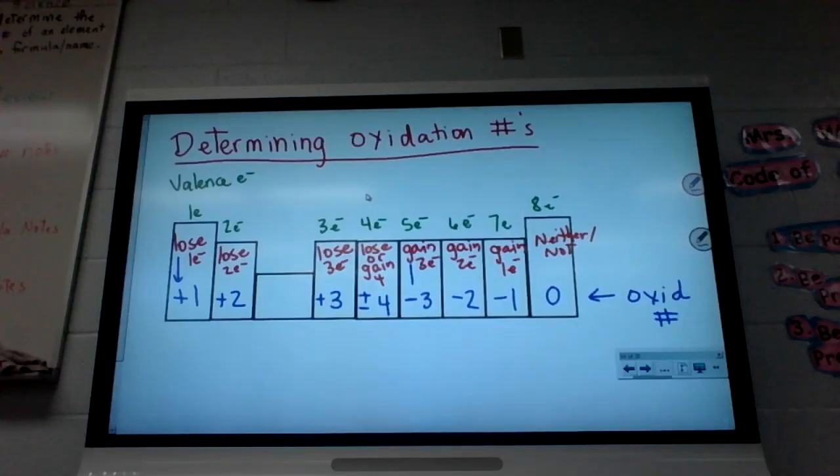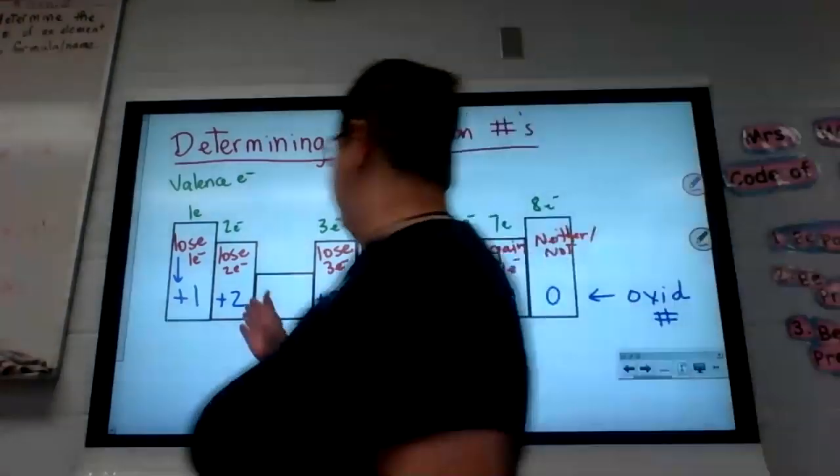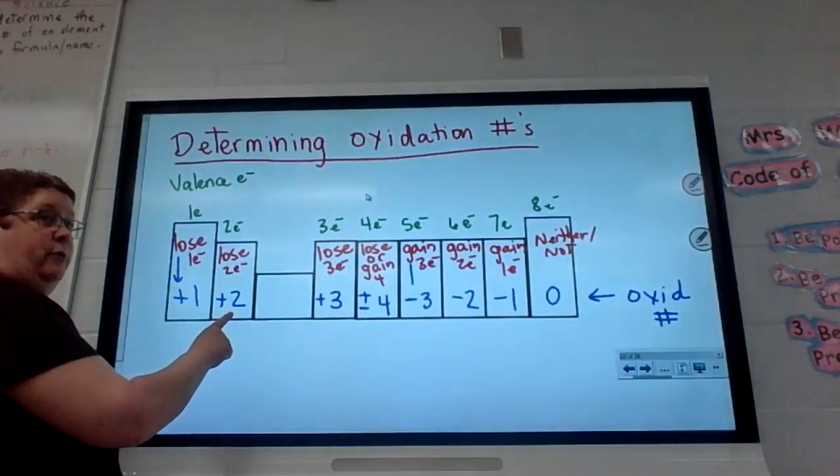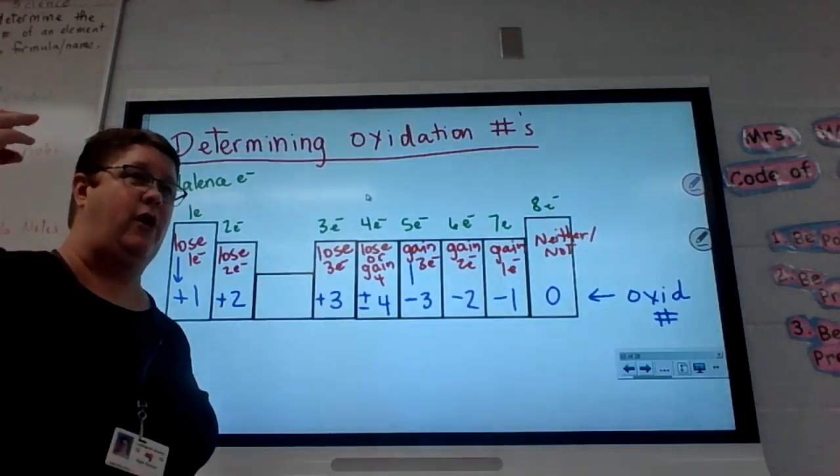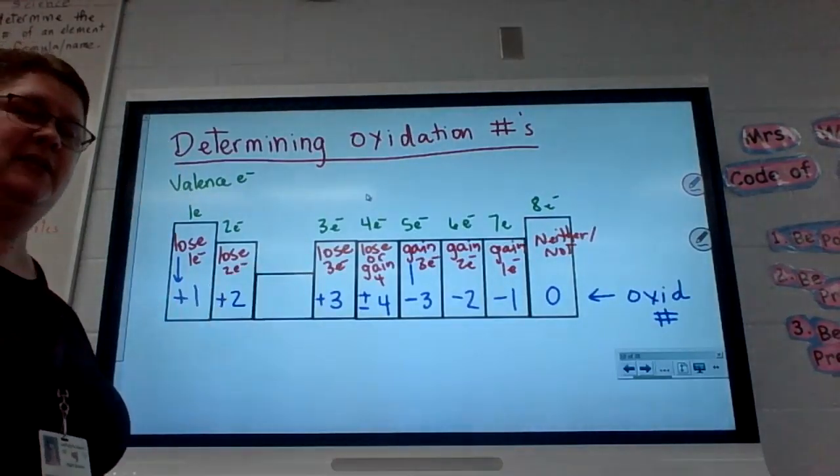For group 2, it says +2. So this is the oxidation number, +2. So if it's +2, what kind of ion does it form? Does it form a positive or a negative? So you put positive in the type of ion.